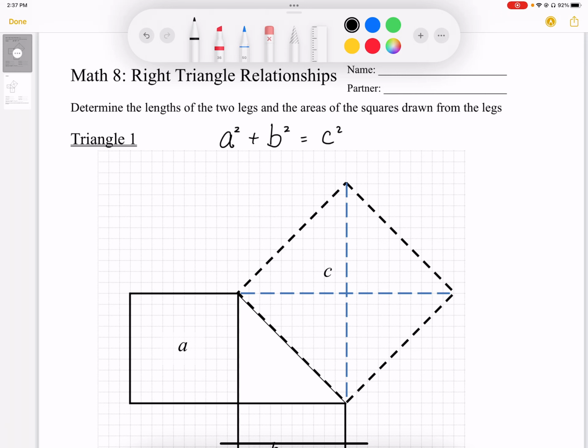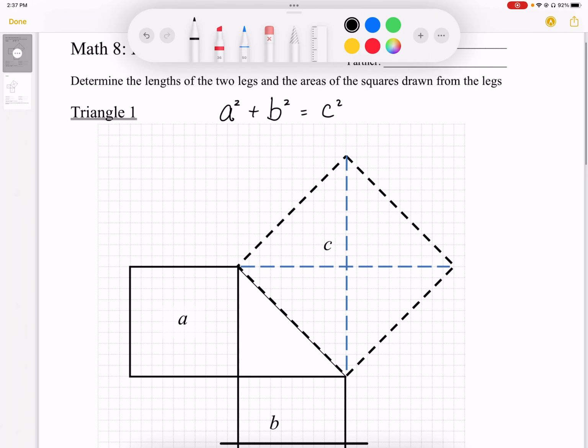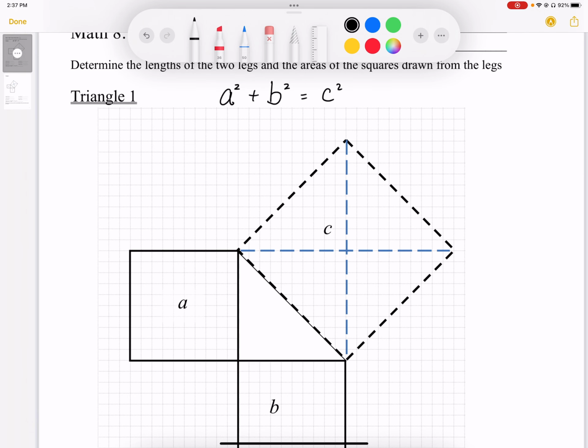The main idea for today is that we want to confirm the relationship that the a square and the b square, the two smaller squares, add up to the big square c squared in a right triangle. So that's the important thing for today. We're going to do some calculations to confirm that this is really true and it actually works.